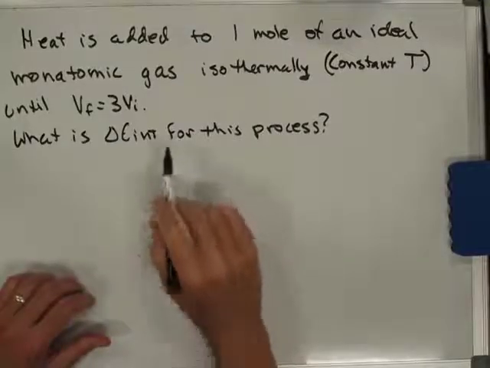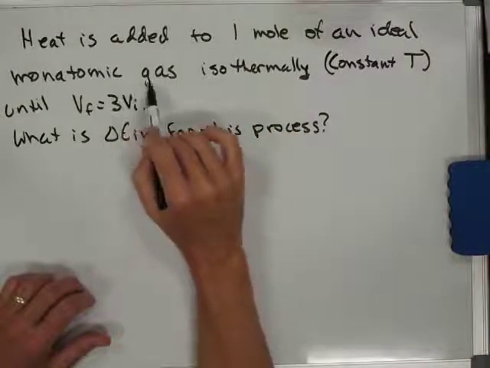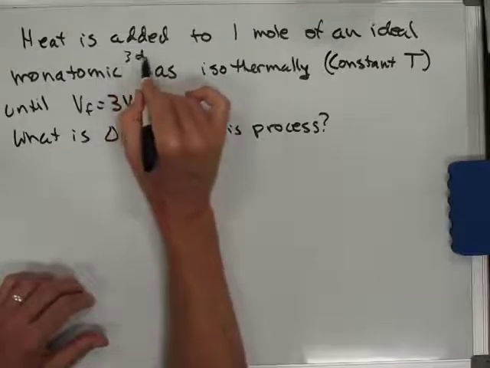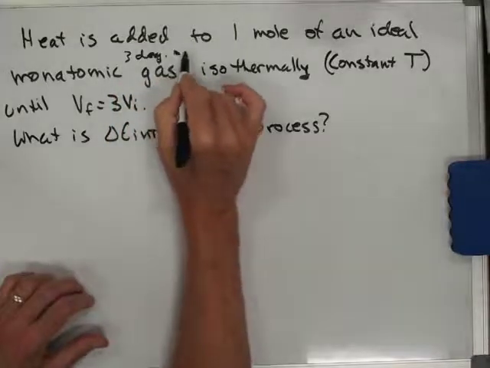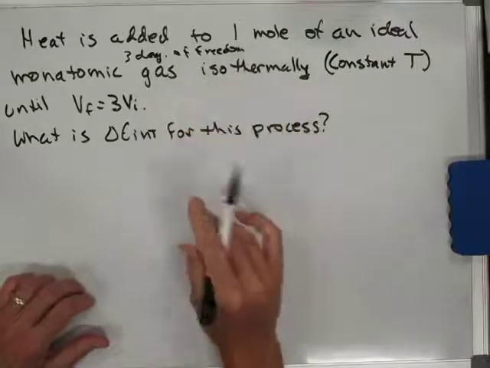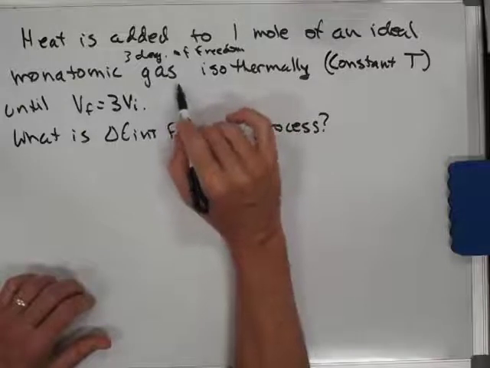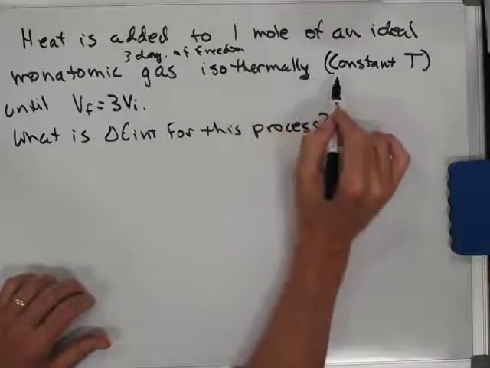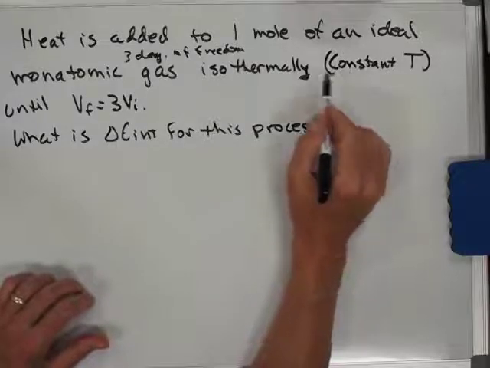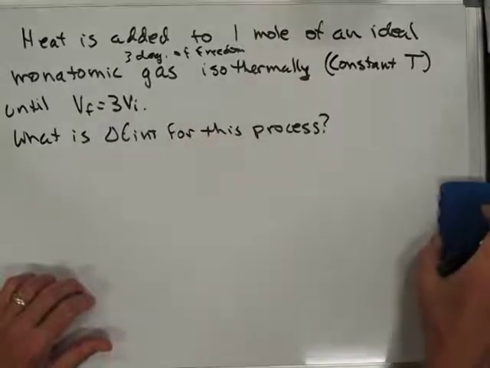So in this problem, we're going to look at heat being added to one mole of an ideal monatomic gas. And a monatomic gas means 3 degrees of freedom. That's what it really means. Heat is added to a monatomic gas isothermally, in other words, at constant temperature, until the final volume is equal to the initial volume times 3.